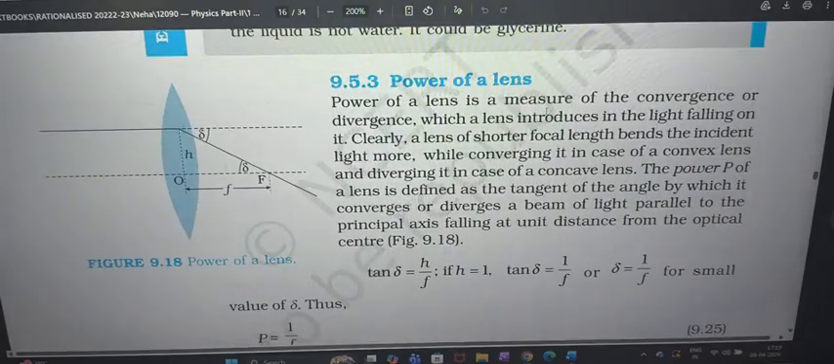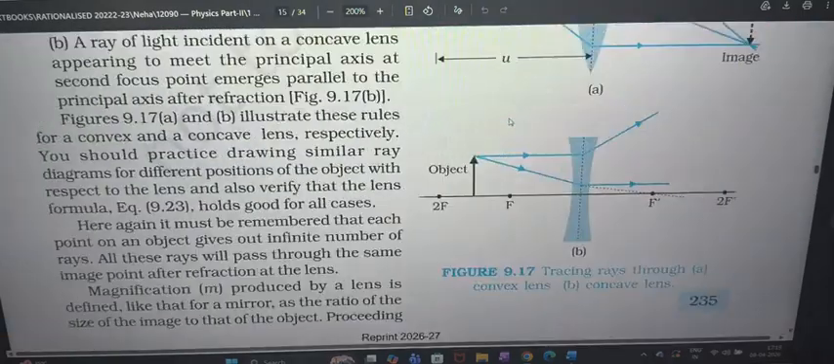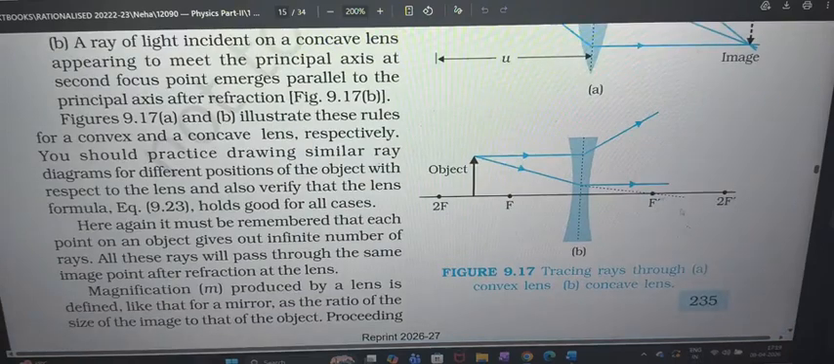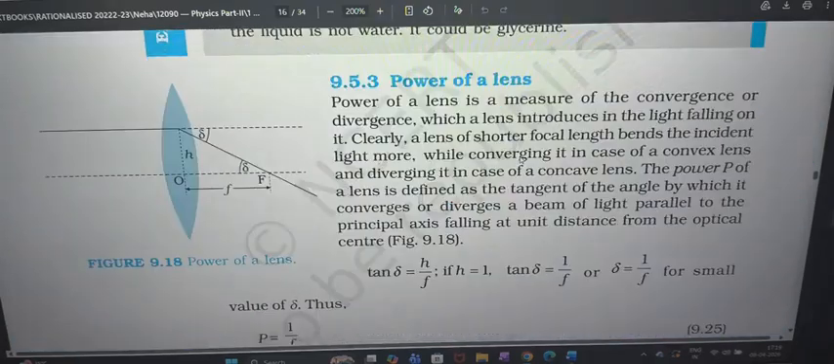Now power of a lens, a very small topic. It is nothing but the measure of convergence or divergence a lens introduces in the light falling on it. So basically how much that lens is able to converge or diverge. Diverge means go away from a point, converge means come towards one point. So a convex lens will converge, and a concave lens diverges the rays. A concave lens is diverging, meaning the rays move away from a particular point, that is the focus. So power is basically that measure, the degree of how much it is able to converge or diverge the rays.